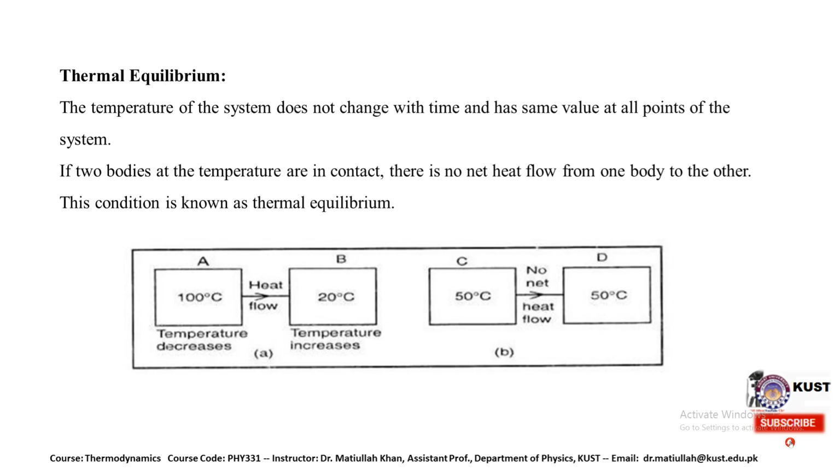This thermal equilibrium can be easily explained by the below example. Here we have two systems, system A and system B. The temperature of system A is 100 degrees centigrade and the temperature of system B is 20 degrees centigrade.